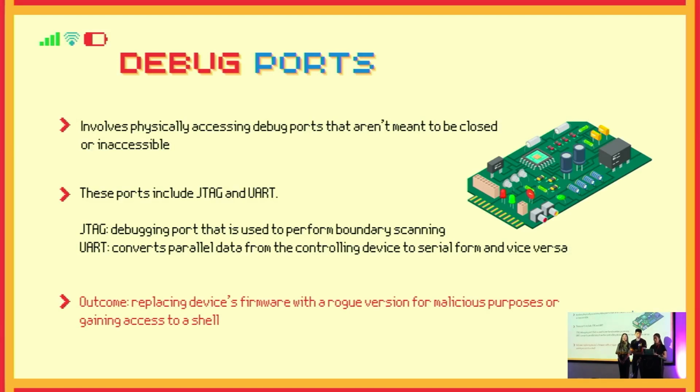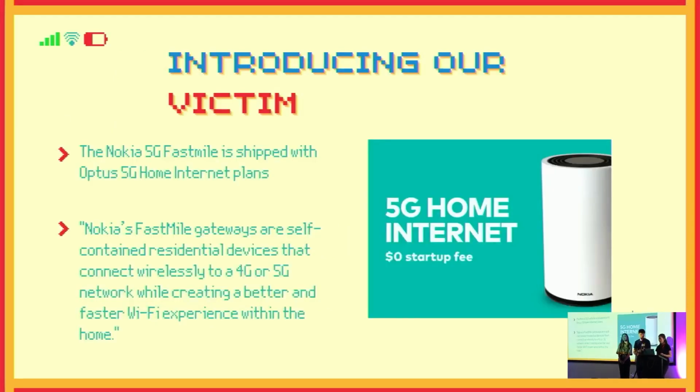A JTAG port stands for Joint Test Action Group. It is a debugging port that is used to perform boundary scanning. Boundary scanning allows for testing and debugging of the ports. This is done through limiting physical access to a selected few signals. An outcome of hacking debug ports is that attackers can replace the device's firmware with a rogue version and gain direct access to a shell. I'll now pass it on to Eddie to introduce our victim, the Nokia 5G router.